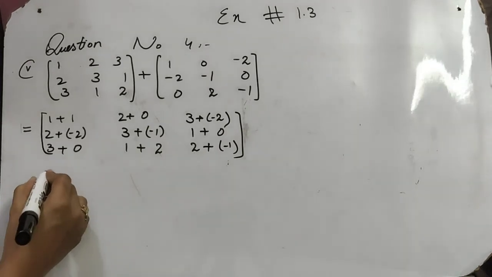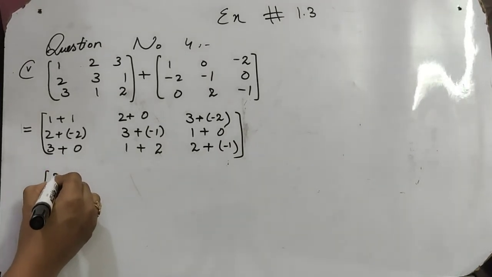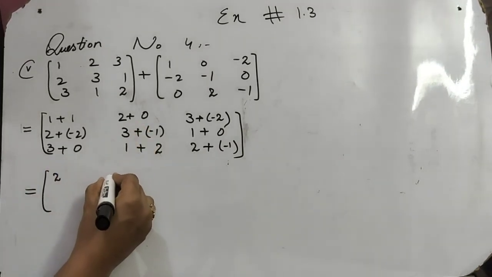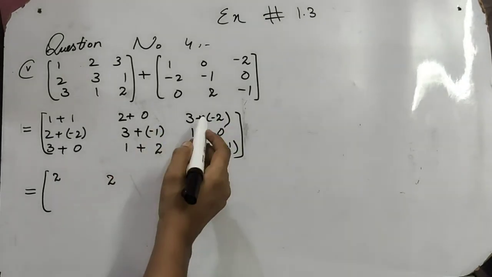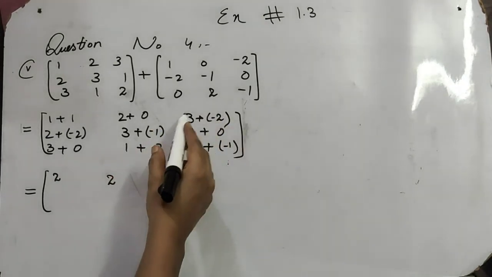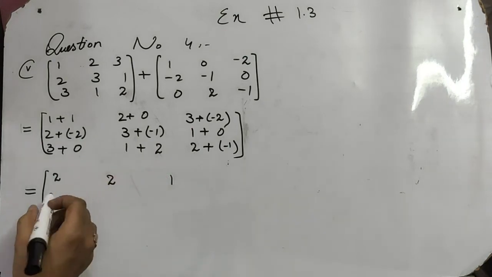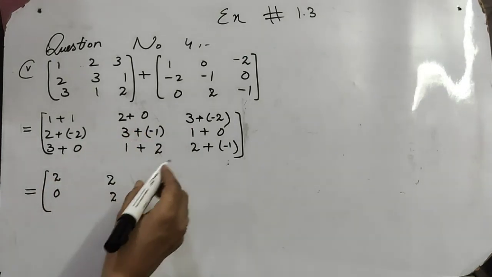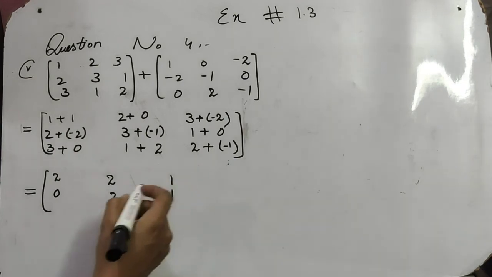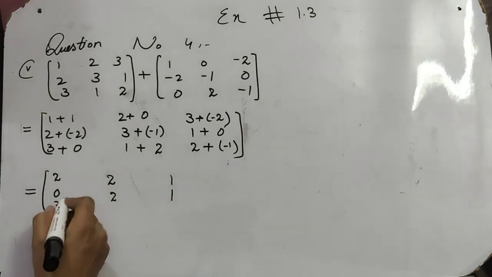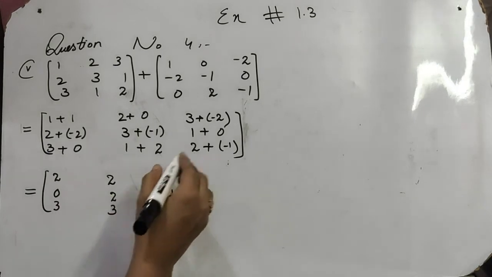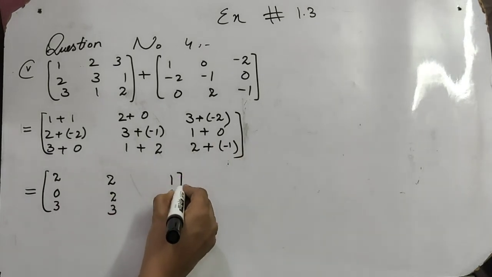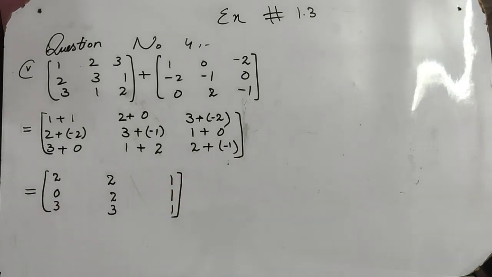So this will be equal to 1 plus 1 is 2, 2 plus 0 is 2, 3 plus minus 2 is 3 minus 2, so 1, 2 minus 2 is 0, 3 minus 1 is 2, 1 plus 0 is 1, 3 plus 0 is 3, 1 plus 2 is 3, 2 minus 1 is 1. This is the required answer.